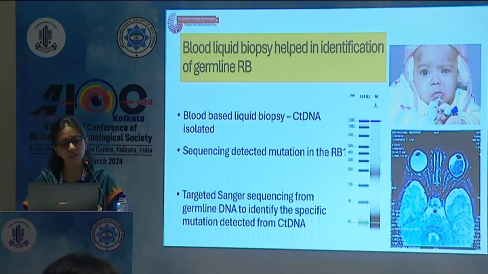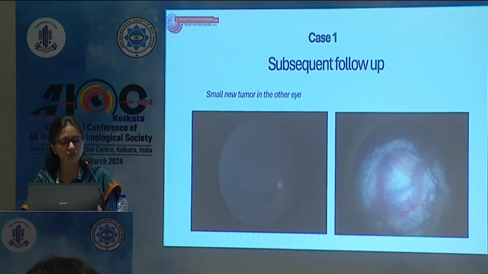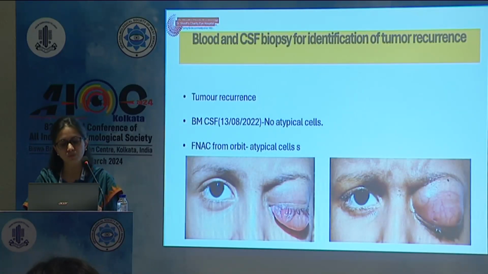The same happened in this child, a young child who again presented with an advanced unilateral retinoblastoma, other eye was okay. Germline testing, the first sequencing, came out negative. But we were not very sure. It's a small child, and we don't see non-germline RB at such a young age. So we went ahead with a liquid biopsy. There we could identify a mutation from the tumor. So we did Sanger sequencing to identify the same mutation in the germline, and the same mutation was present. So we kept the patient on follow-up. Subsequently, the same child developed another small tumor in the other eye.